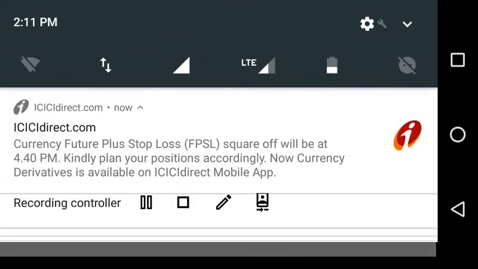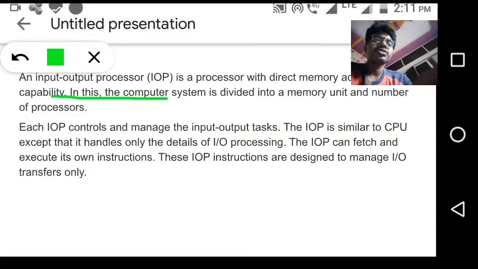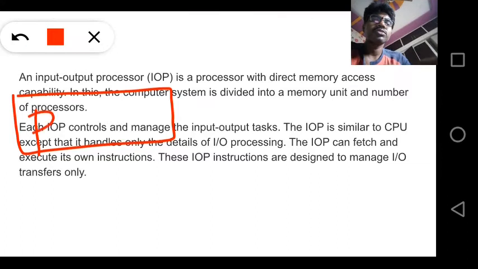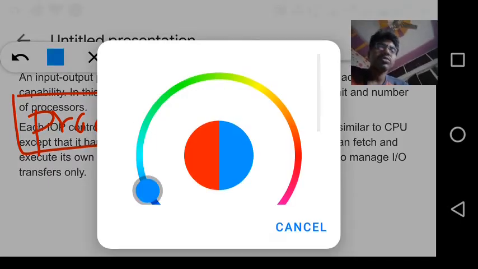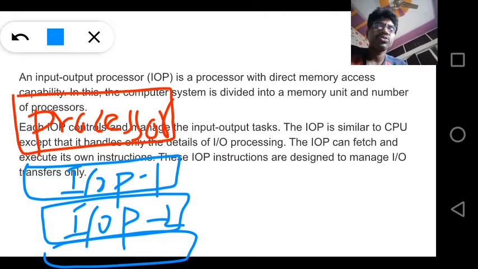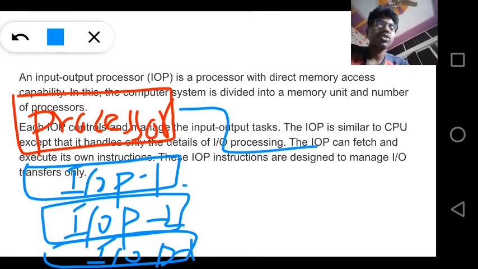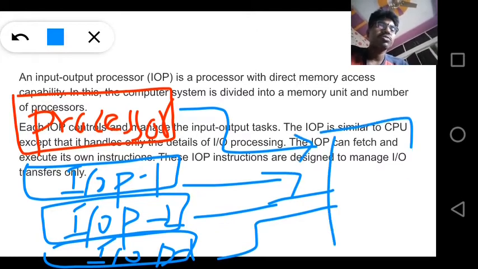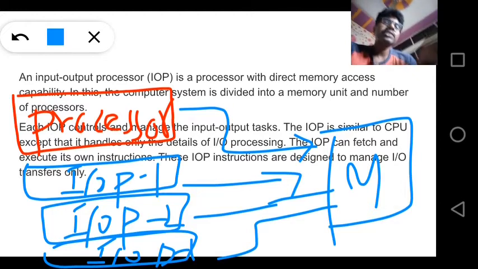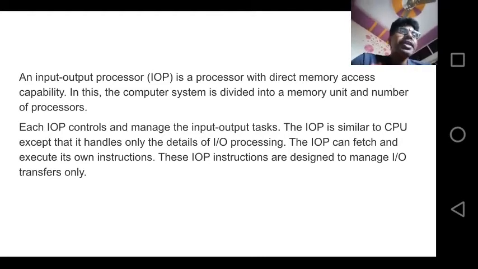See, there can be n number of processors. If this is my processor, there can be more than one IO processor: IO processor 1, IO processor 2, IO processor 3. All are competing for the system bus and memory. Each IO processor controls and manages the input and output tasks.